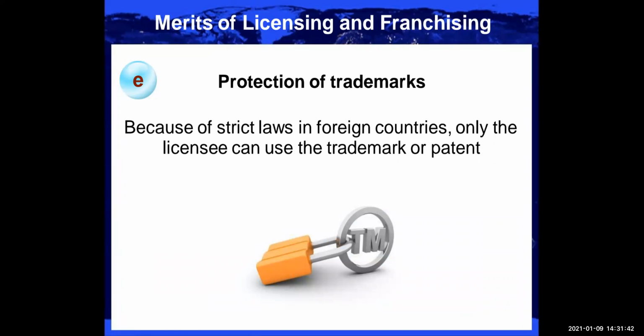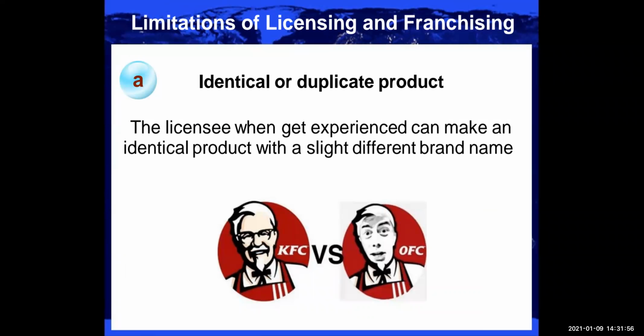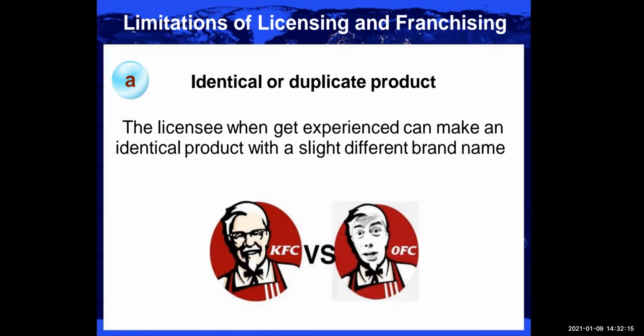Because of strict laws in foreign countries, only the licensee can use a trademark or patent. So there is protection of trademark. But there are certain disadvantages of licensing and franchising. The first disadvantage or limitation is identical or duplicate product. We can see in the picture how manipulation is being done. So a licensee, when experienced, can make an identical product with a slightly different brand name.